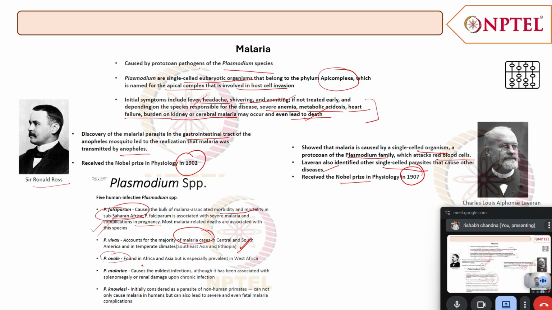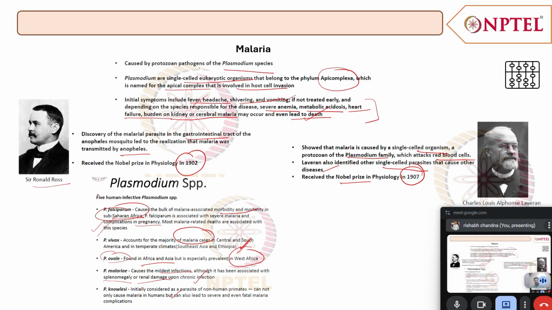Ovale is found in Africa and Asia and it's prevalent in West Africa. Then we have Plasmodium malariae, which causes the mildest infections, although it has been associated with splenomegaly and or renal damage upon chronic infection. Then we have Plasmodium knowlesi. Initially considered a parasite of non-human primates, it can not only cause malaria in humans but can also lead to severe and even fatal malarial complications.